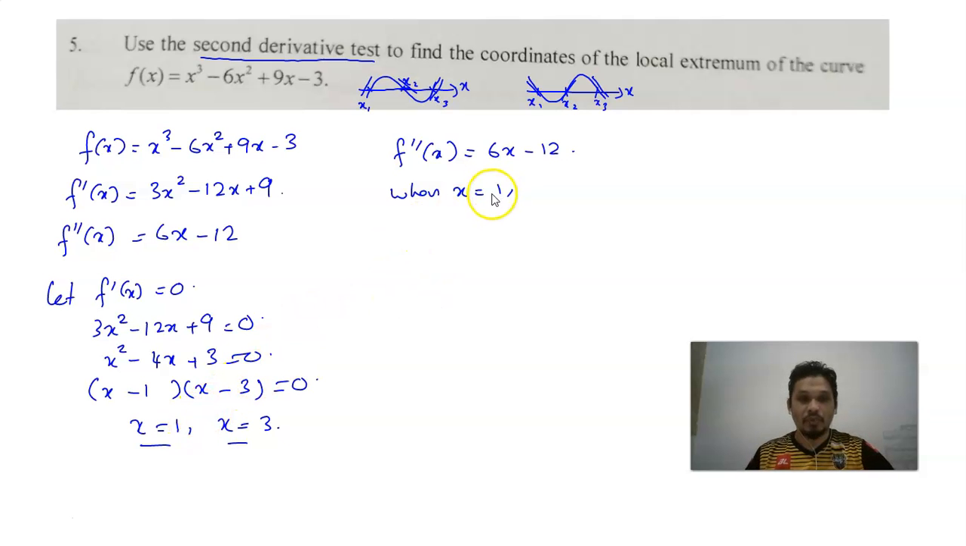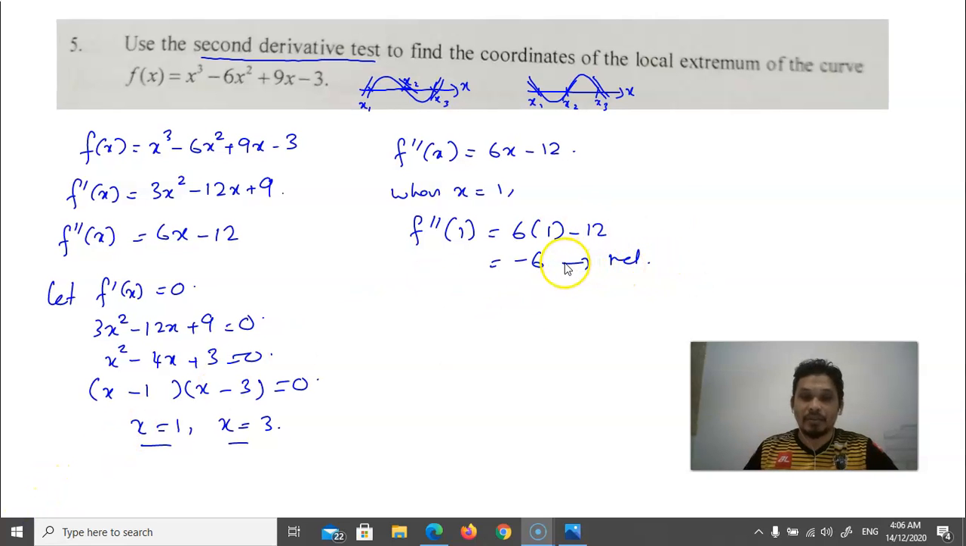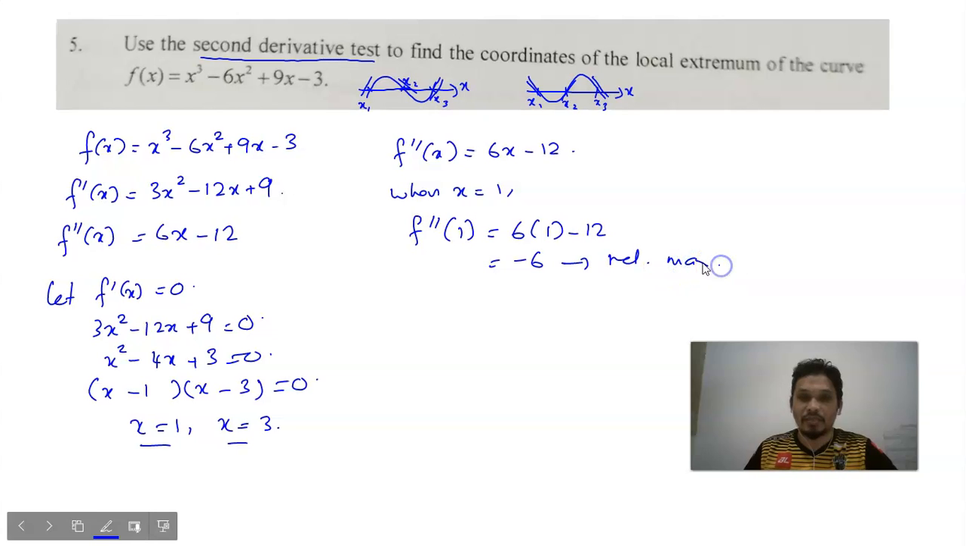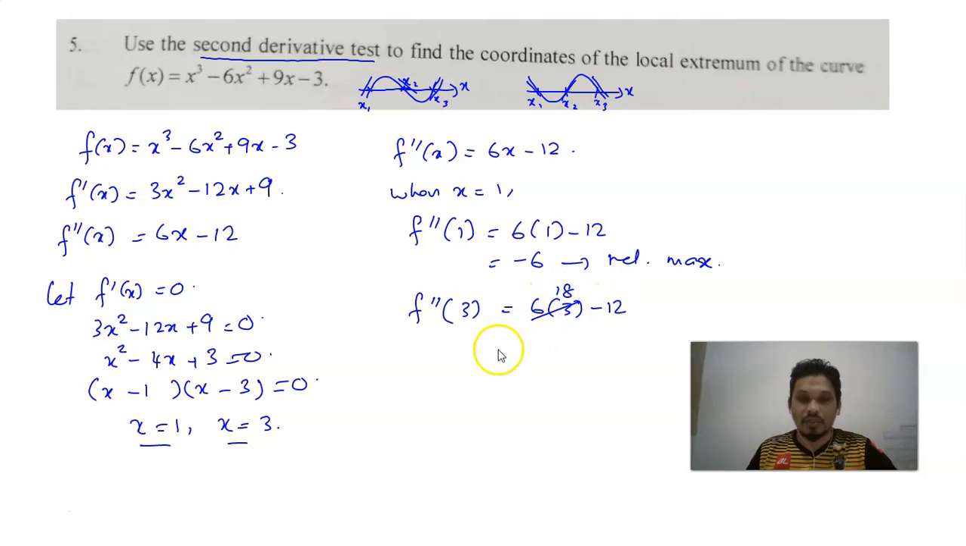Question number 5. When x equal to 1, substitute into the function of f double prime 1, which is 6 times 1 minus 12. 6 minus 12, negative 6. So we come up with the conclusion that it is a relative maximum. Okay, and then f double prime when x equal to 3, 6 times 3 minus 12, which is 18 minus 12, equal to 6. So we come out with a conclusion that it is a relative minimum.